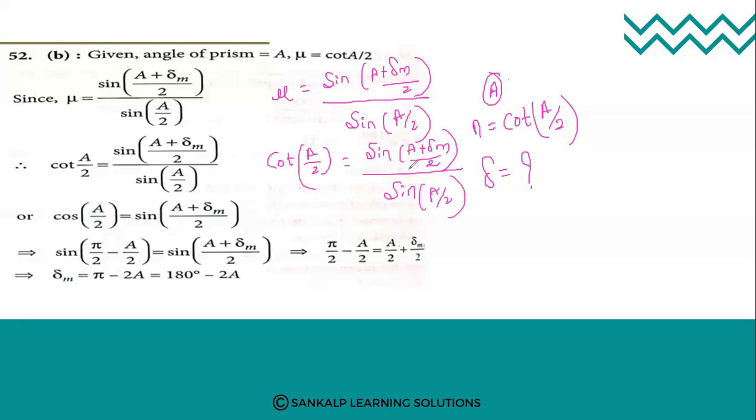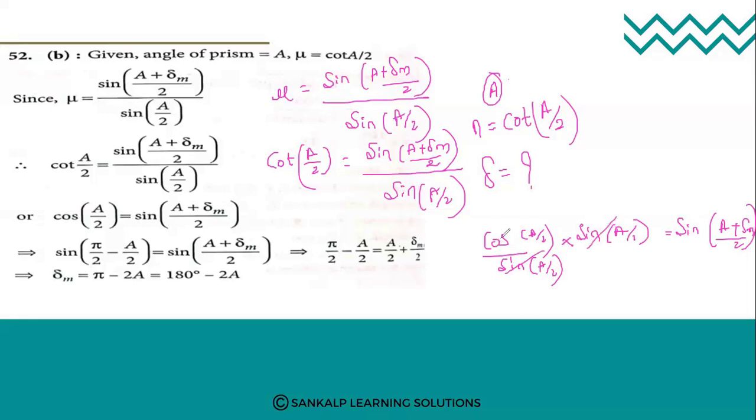Okay, so now we can transfer this. Cot can be written as cos upon sine, and the angle is A by 2. Then, if I transfer this sine to the other side, it comes in the numerator. So sine of A by 2 equals sine of (A plus delta m) divided by 2, and sine of A by 2 will get cancelled. So here we have cos and here we have sine.